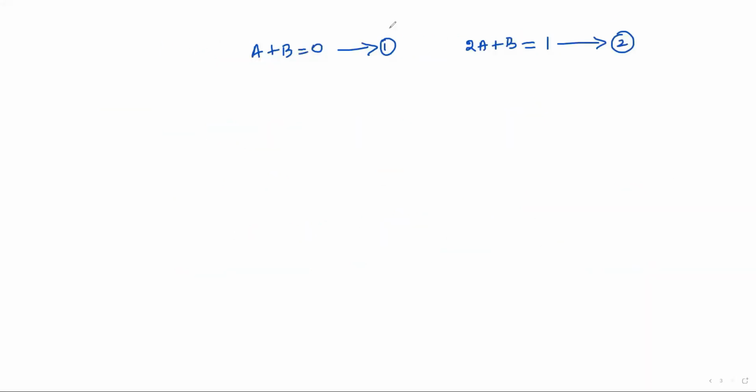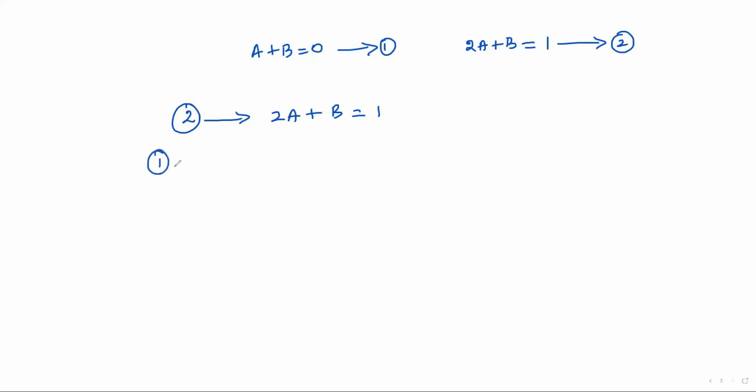Here we have the system of 2 equations with 2 unknowns A and B. Now I have to solve the system for A and B. I write the second equation as it is: 2A positive B is equal to 1. I'm going to multiply the first equation by -1 so that I'll be able to eliminate the constant B. I can get the value of A.